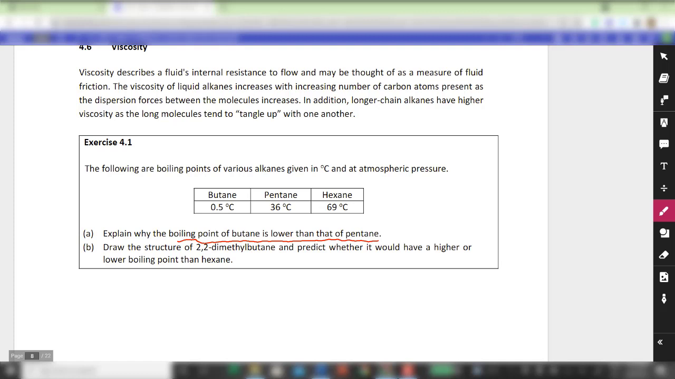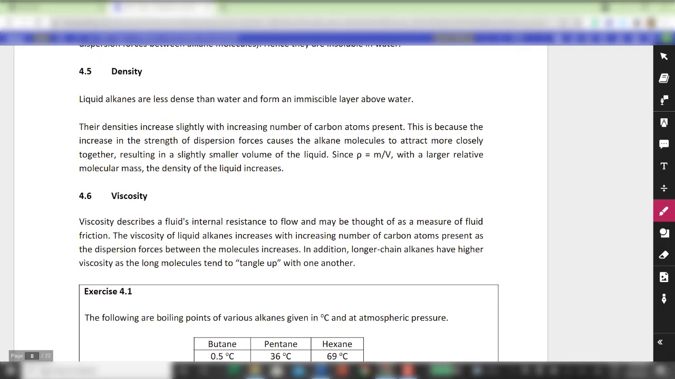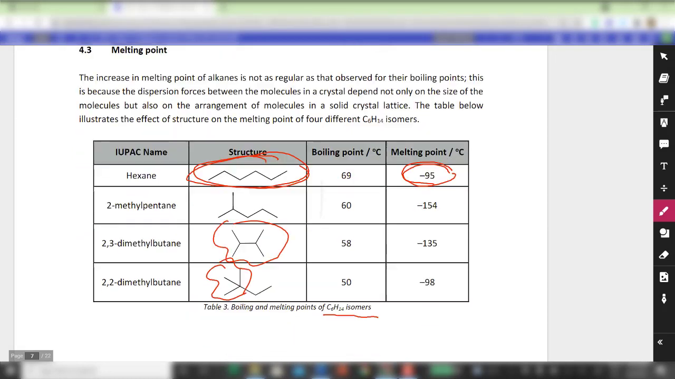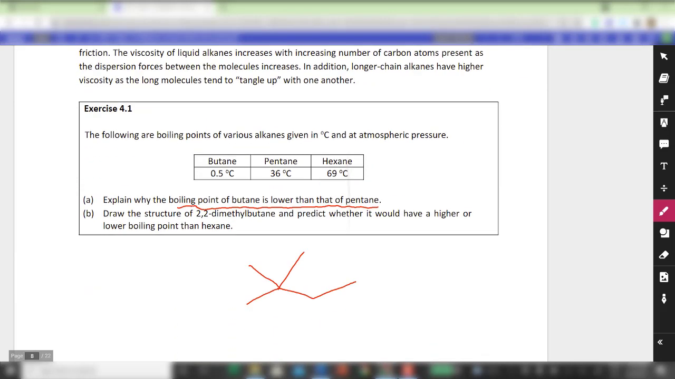Now they ask you to draw the structure of 2,2-dimethyl butane. So I'm going to draw a butane structure and then a methyl group on the second carbon, twice. They ask you to predict whether it has a higher or lower boiling point than hexane. One way you can do is scroll back and look at whatever is written here, but let's not do that. We can just answer it directly.